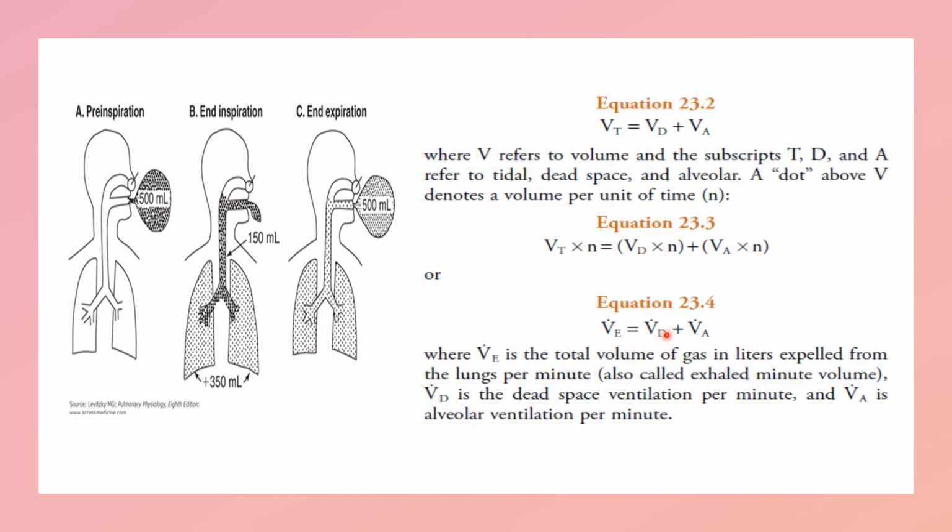Now the dead space volume times the respiratory rate is known as the dead space ventilation, and the alveolar volume times the respiratory rate is denoted as the alveolar ventilation. So VA is the alveolar ventilation per minute. If we know the tidal volume and the dead space volume, we can easily derive how much air will take part in the gaseous exchange, that is, the alveolar ventilation: in 1 minute how much air takes part in the exchange.